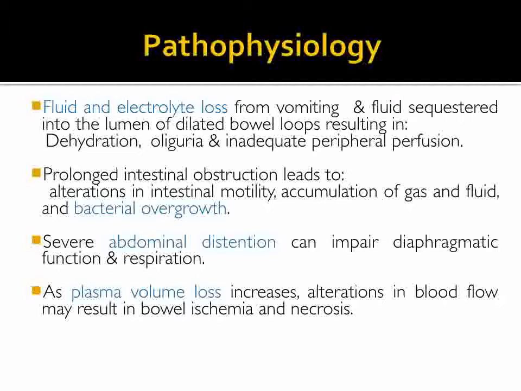Okay, the accumulation of the fluid and the gas in the dilated intestine will result in bacterial overgrowth in this stagnant fluid. The marked abdominal distension can splint the diaphragm, meaning that it will impair the movement of the diaphragm, and so this baby, after some time with marked abdominal distension, may complain of dyspnea and respiratory problems. Due to loss of the plasma volume, there will be alteration in the blood flow that results in bowel ischemia, necrosis, and it will result in peritonitis and toxemia.